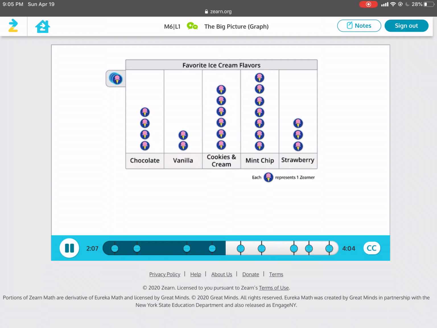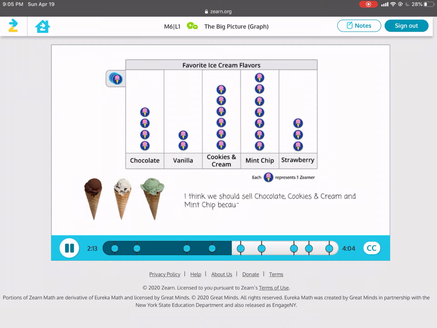Right. So which 3 flavors should we sell? I think we should sell chocolate, cookies and cream, and mint chip, because those 3 flavors have the tallest columns. That means they're the most popular flavors with this group of Zerners. I like that thinking.